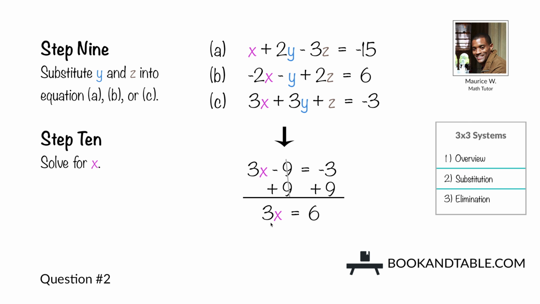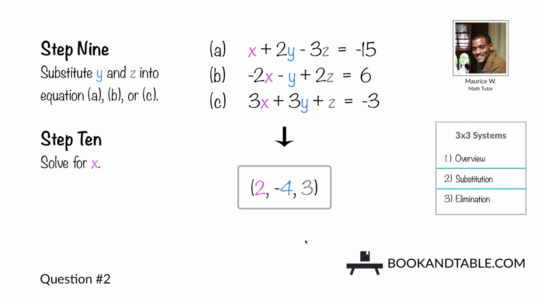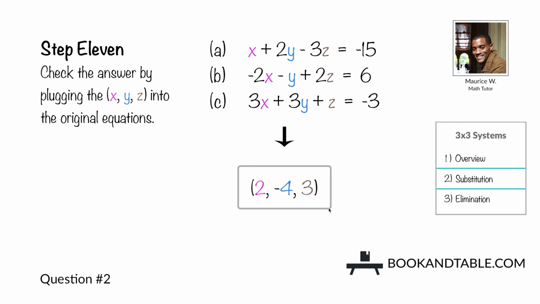And now we divide both sides by 3, showing us x is equal to 6 divided by 3, which is positive 2. So the solution to this 3 by 3 system is the point where x is 2, y is negative 4, and z is positive 3. And now step 11, check the answer by plugging x is 2, y is negative 4, and z is 3 into the original equations.